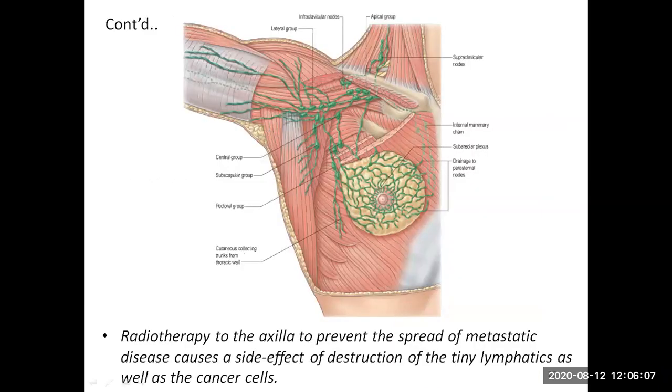Here, radiotherapy to the axilla, done to prevent the spread of metastatic disease, causes a side effect: destruction of the tiny lymphatics as well as the cancer cells. So the cancer cells are also destroyed, but together with that, the tiny lymphatics are also destroyed.